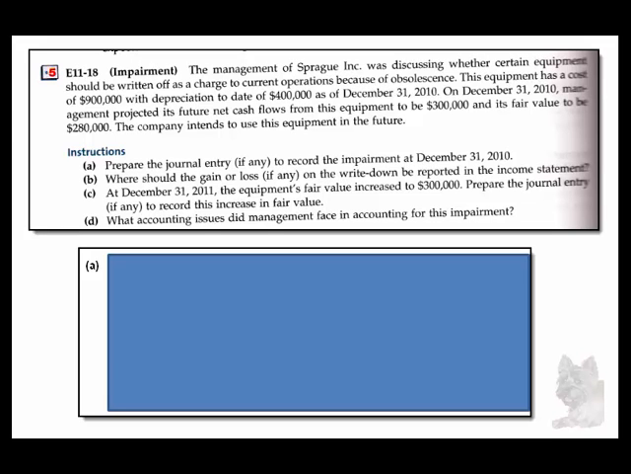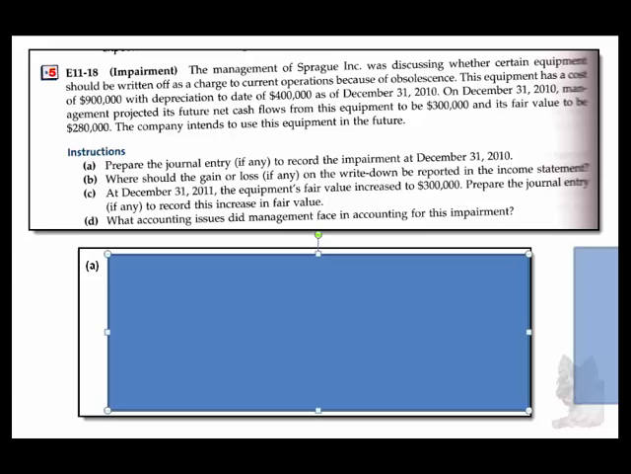The equipment has a cost of $900,000 with depreciation to date of $400,000 as of December 31st, 2010. On December 31st, 2010, management projected its future net cash flows from this equipment to be $300,000 and its fair value to be $280,000. The company intends to use the equipment in the future. Okay, now the instructions for Part A say, prepare the journal entry, if any, to record the impairment at December 31st. So let's take a look at that.